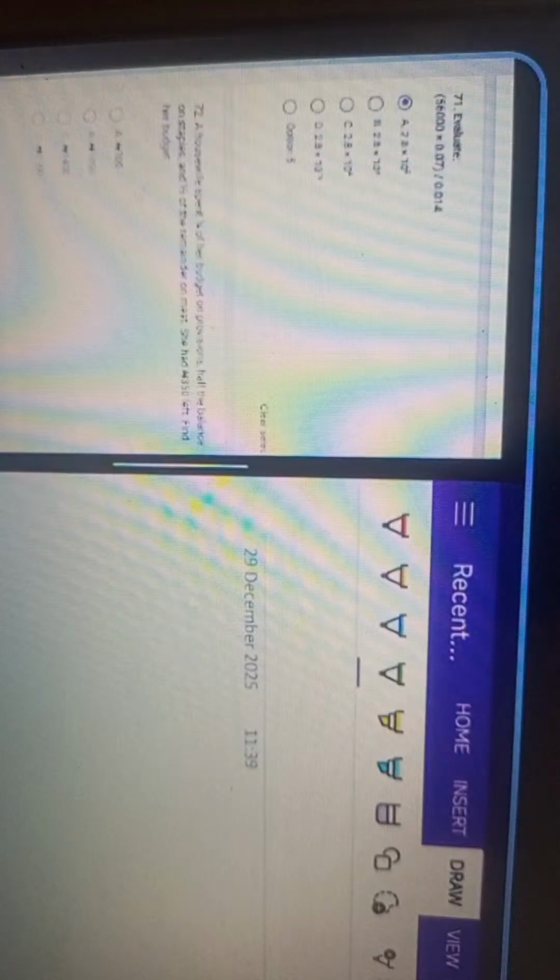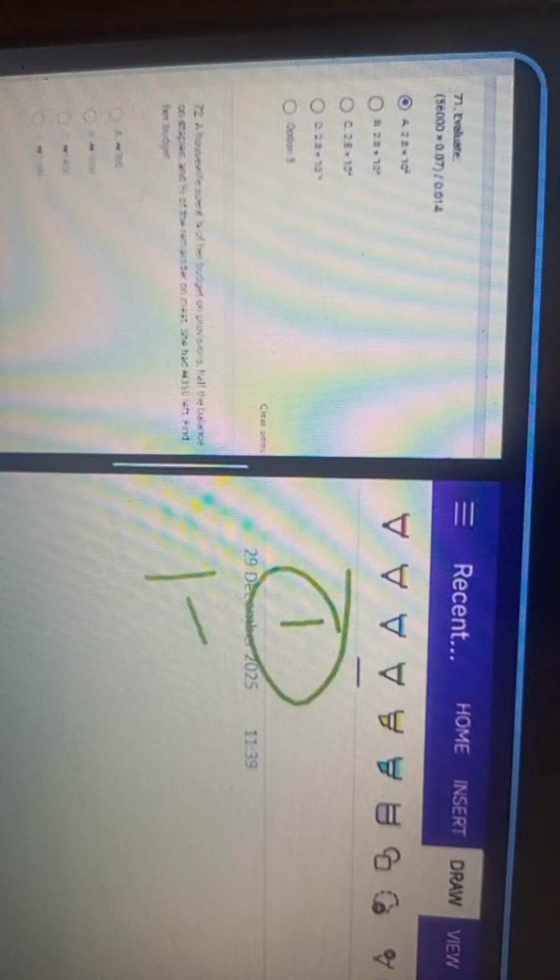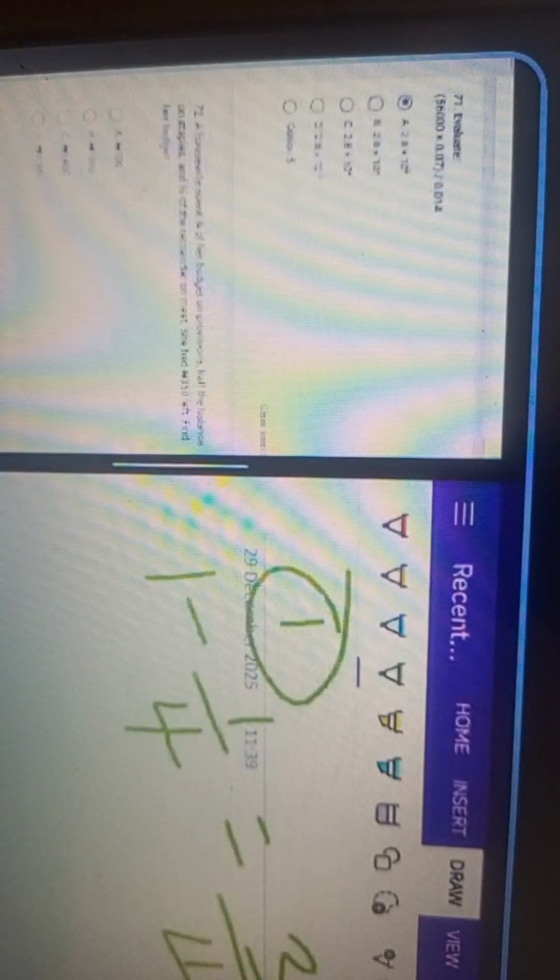So first of all, the whole is 1, right? So she now spent a quarter. So from the whole, she removed the quarter. So how much will be left? It will be 3/4, right? Are you getting me? 3/4 of the budget.